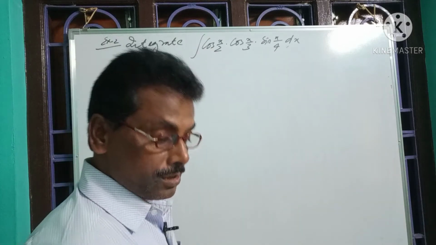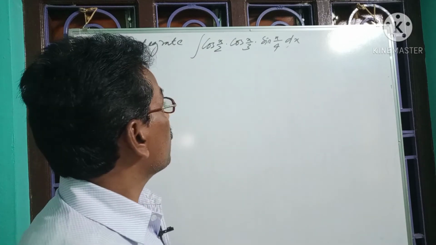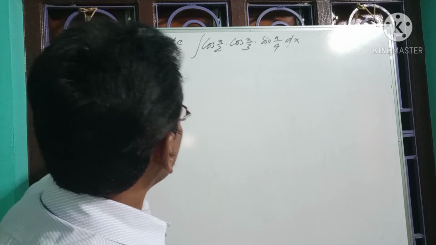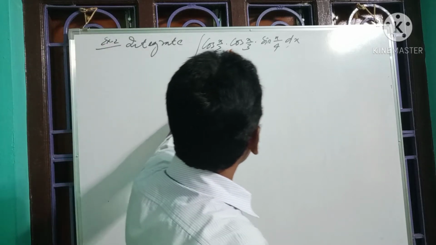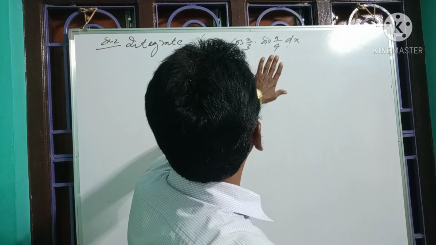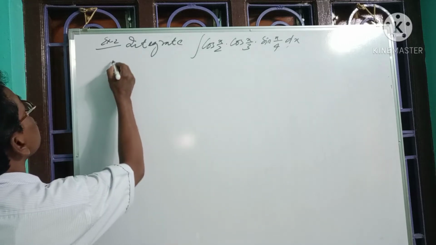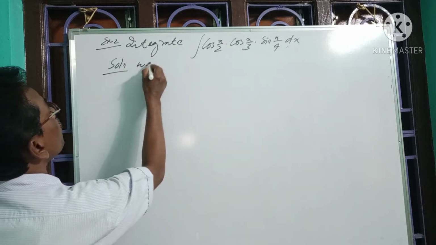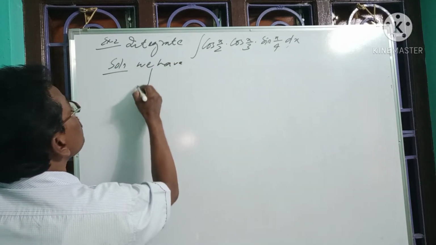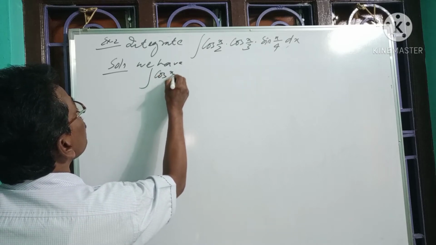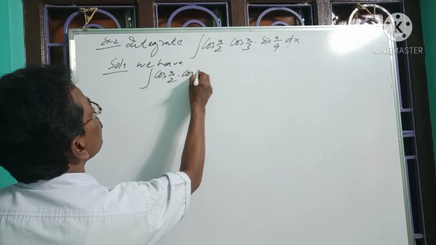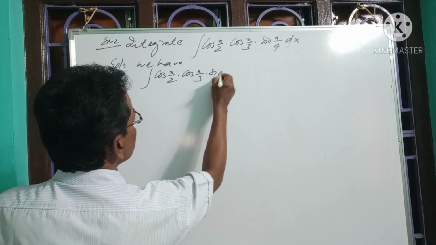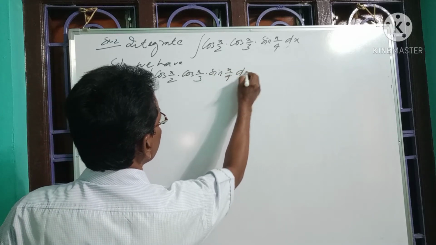Now let us consider the second problem, that is we have to integrate the integration of cos of x by 2 into cos of x by 3 into cos of x by 4 with respect to x. So let us see the solution, that is we have integration of cos of x by 2 into cos of x by 3 into sine of x by 4 with respect to x.